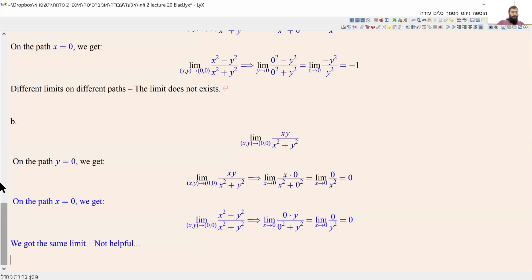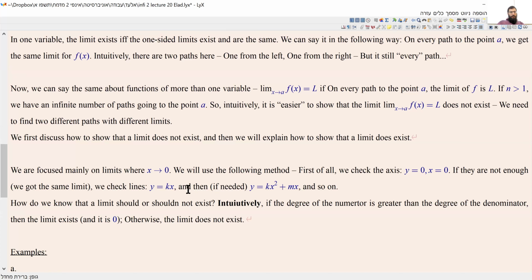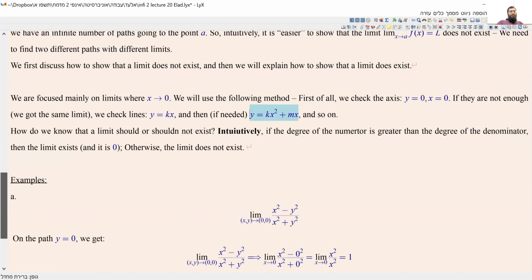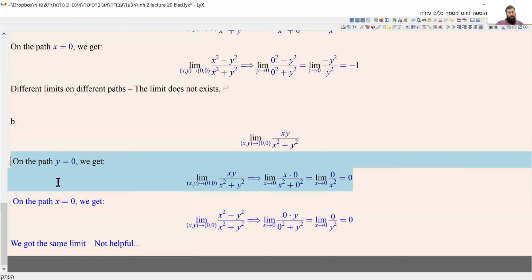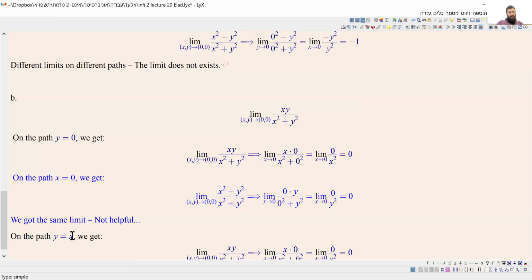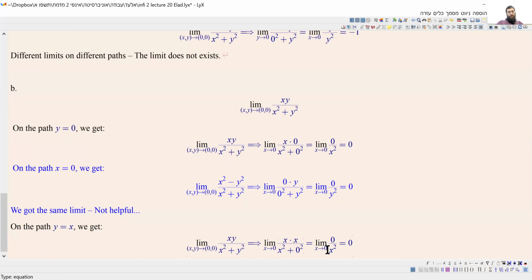As mentioned, when the axes are not enough, we can use straight lines y equals k multiplied by x. If they are not enough, we can use y equals x squared, whatever. Let's do it on the path y equals x. Notice that the path actually goes through the origin. The path y equals x plus 1, for example, does not. We get x squared above 2x squared, which is one half and not 0.